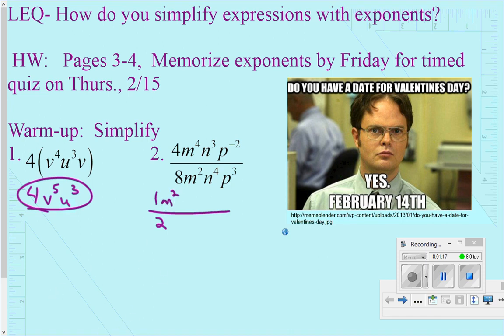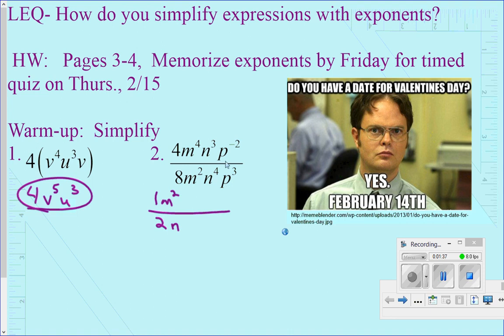On the other hand, if you get a negative number, we know that you can't leave negative exponents in your answer, so then you'll move that to the denominator. So that happens with the n. So 3 minus 4 is -1. I don't want to say n to the -1. I want to say n to the positive 1 in the denominator.